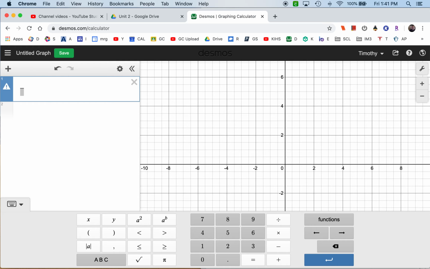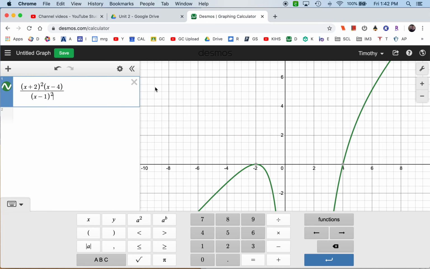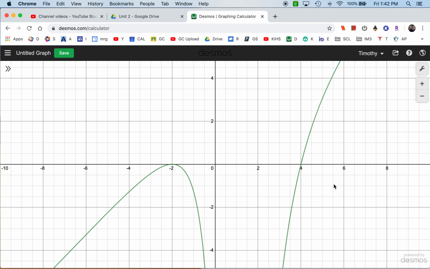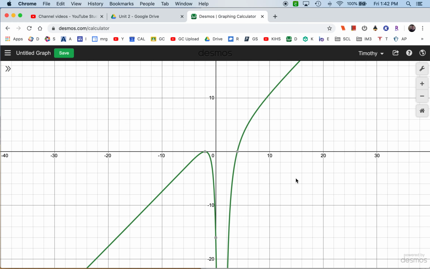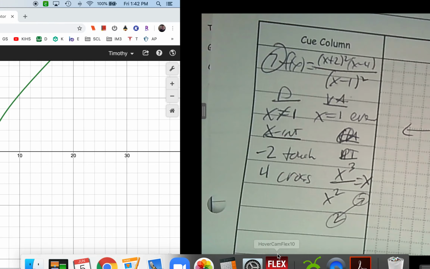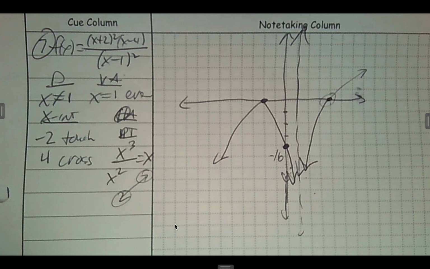So it is (x plus 2) squared, (x subtract 4), and in the denominator is (x subtract 1) squared. And then I'll minimize this so you can see it better. Does this match my graph? Can you see at 4 what it does, and at negative 2 what it does, and that there's an asymptote at 1, and you can see the behavior of the graph and what my behavior was. So back here, there's a great sketch of what happened even without a calculator. All right, number 8.